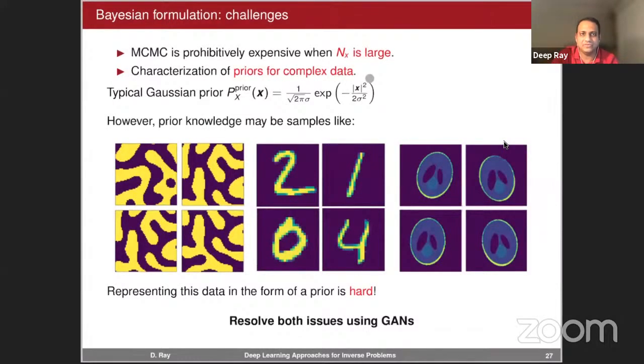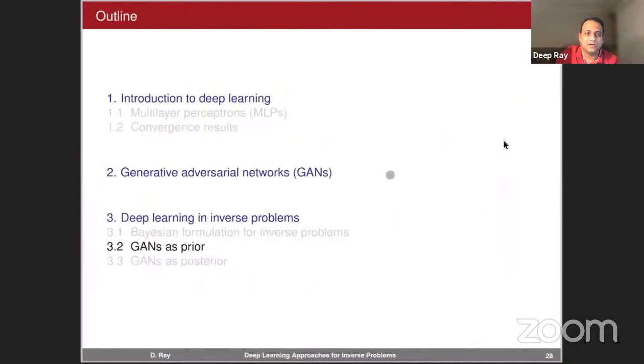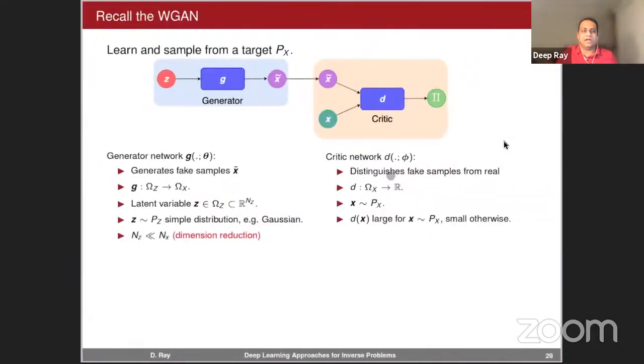You've already seen what a GAN can do, and we'll see how you can address both these issues with a GAN. All right, so the first part is using GANs to actually represent the prior. Recall what we've seen in the first lecture. I talked about this Wasserstein GAN, which has two networks, a generator and a critic, where the generator is trying to create fake samples, and the critic is acting like a cop and trying to discriminate between fake and real samples, and they are trained in an adversarial manner. What's important to remember here is that the generator takes as input a Z, which has a much, much smaller dimension than the dimension of X. So this actually gives you a way of doing dimensionality reduction. This is step one. This will be useful for actually doing MCMC later on.